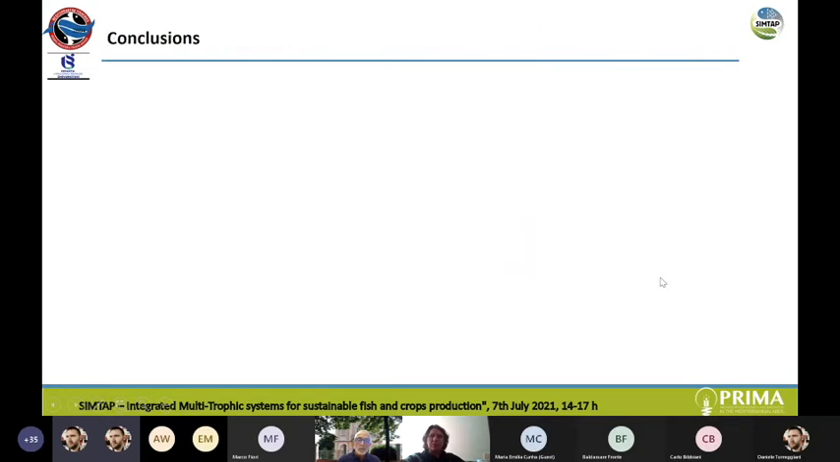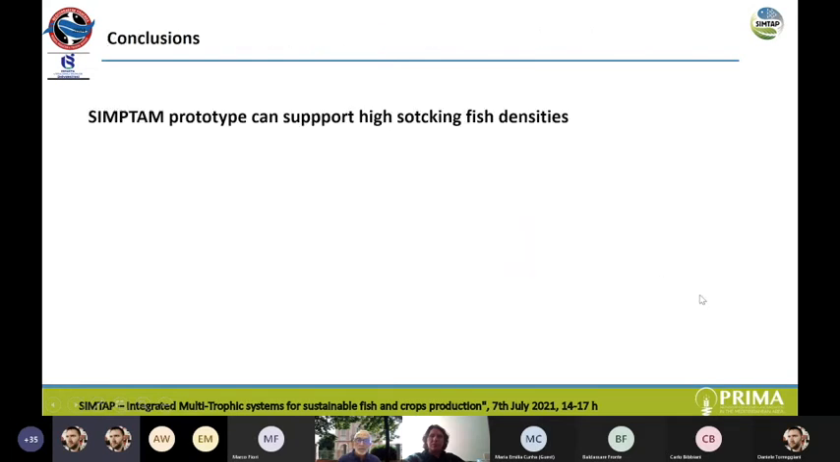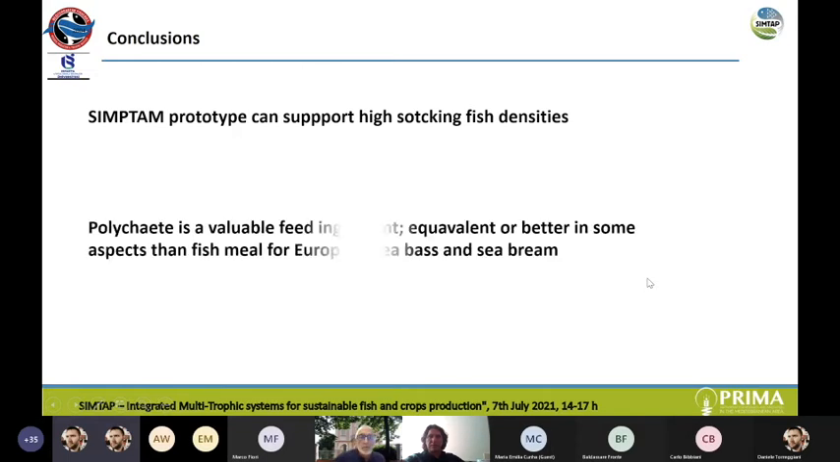Let's make a general conclusion. We can say SIMTAP prototype in Turkey can support high stocking densities and good growth conditions for both species. And another general conclusion is polychaete is a valuable feed ingredient, which is equivalent or better in some aspects than fish meal for European sea bass and sea bream.